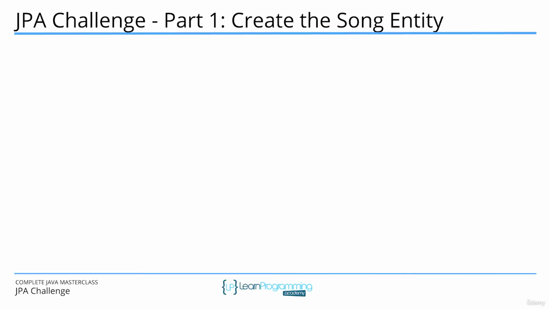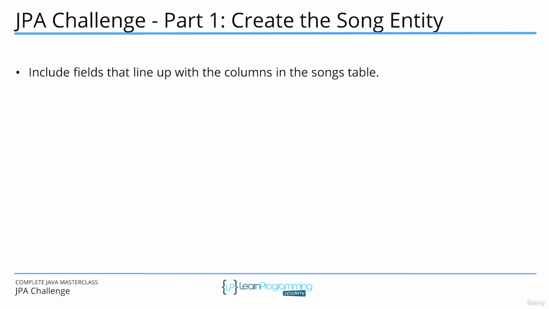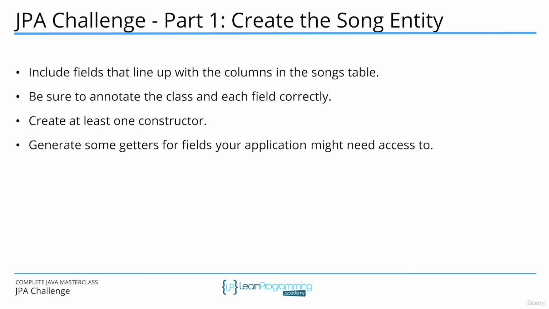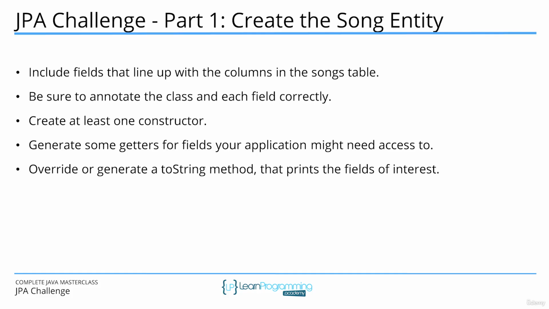When creating the song entity, you should include fields that line up with the columns in the songs table. Be sure to annotate the class and each field correctly. You can use the album entity as your guide. You'll need to create at least one constructor. You'll want to generate some getters for fields your application might need access to. Finally, you'll want to also override or generate a toString method that prints the fields of interest.